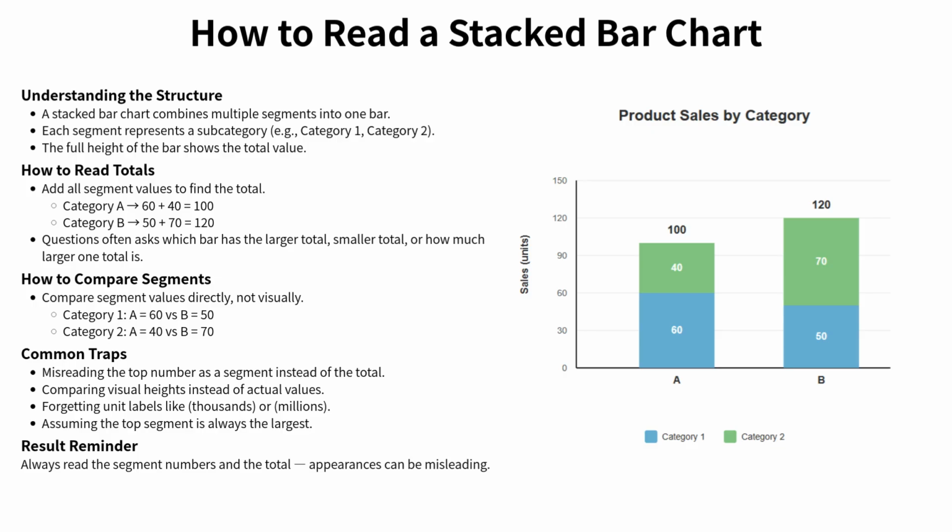Another common trap is mistaking the top number for a segment instead of the total. Or assuming the top segment is always the largest contribution. So remember, read the segment values. Add carefully for totals. And never rely purely on appearance. Because stacked charts can layer complexity, but the math underneath is always clear.